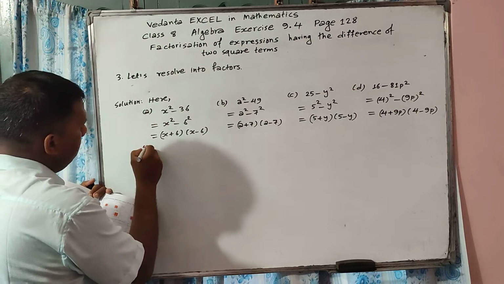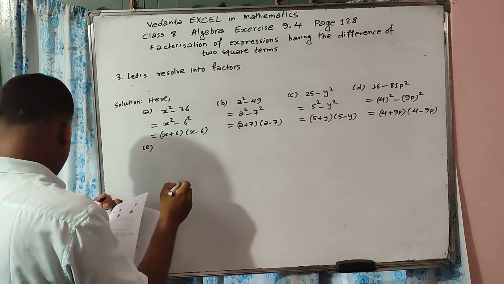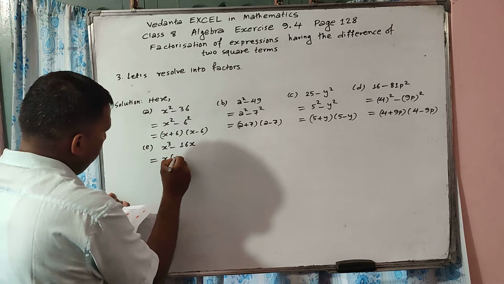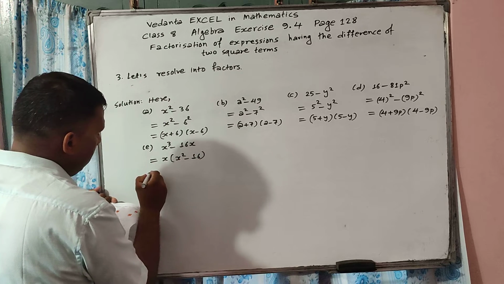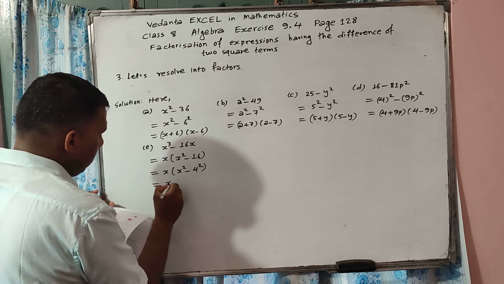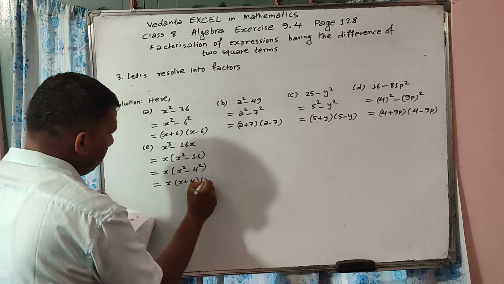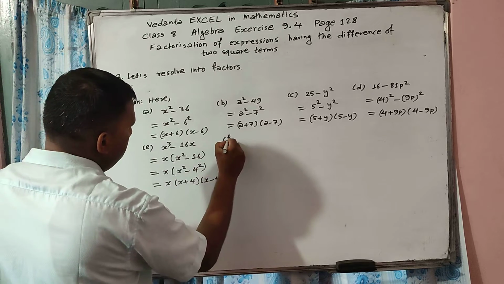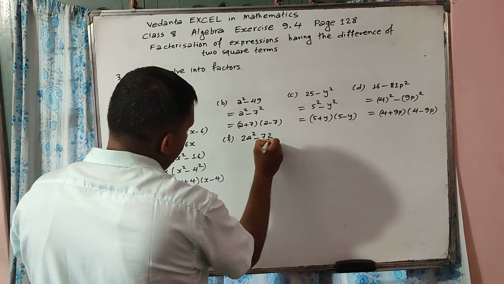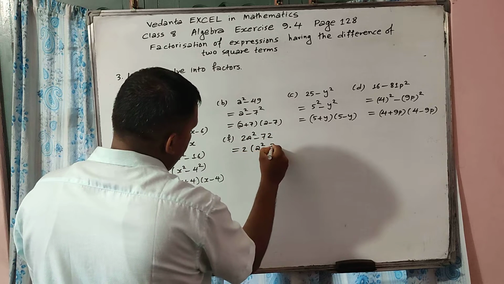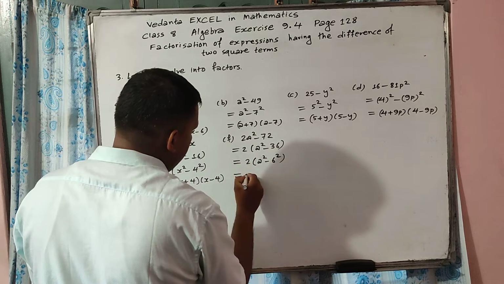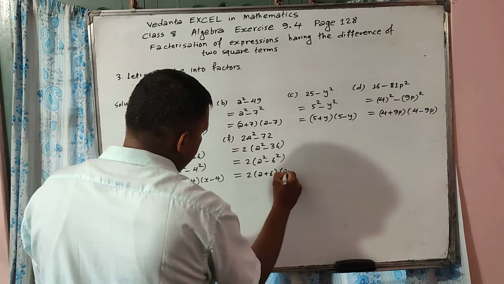On E we have x cube minus 16x. Taking x common, the remaining is x square minus 16, that is equal to x square minus 4 square. This is equal to x plus 4, x minus 4. On F we have 2a square minus 72. Taking 2 common, remaining a square minus 36. This is equal to 2 times a square minus 6 square, equal to 2 times a plus 6, a minus 6.